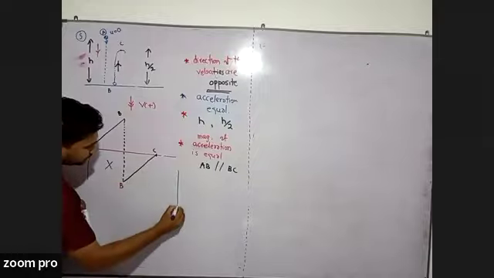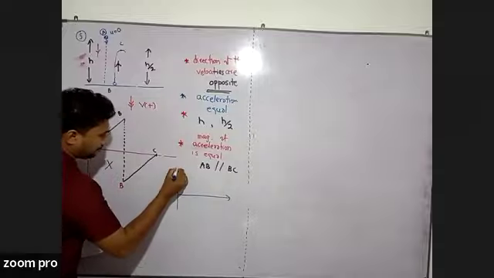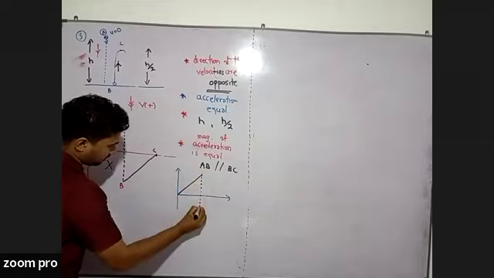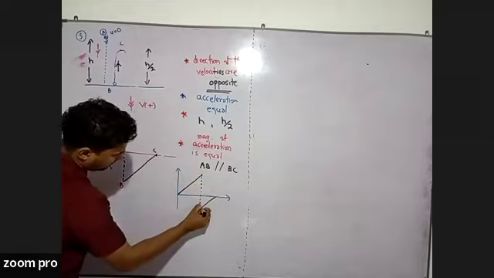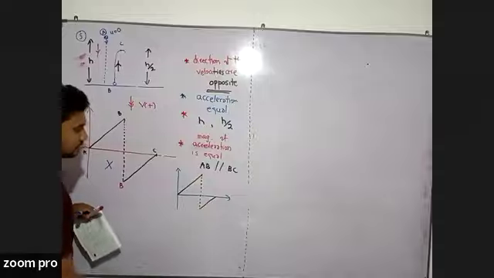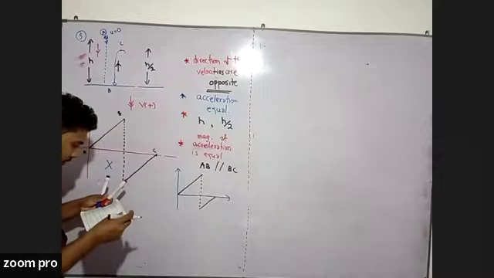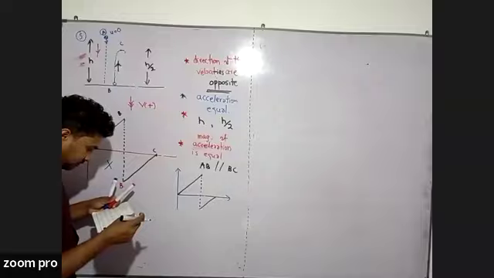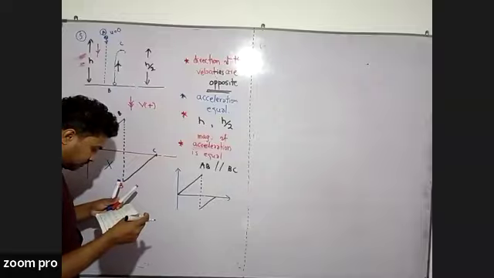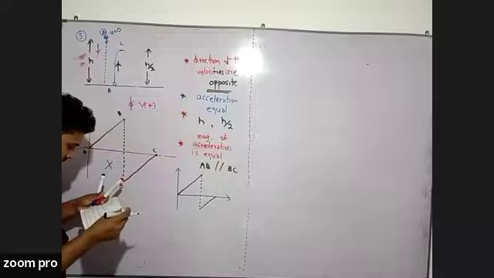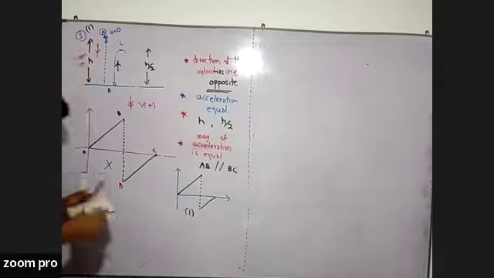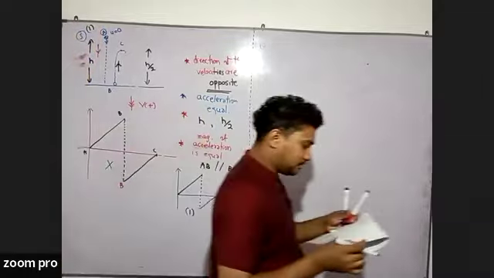So the best representation for this motion is this one. This is the best representation for this question. So the answer should be the first one, right? So the answer should be the first one, not the second one.